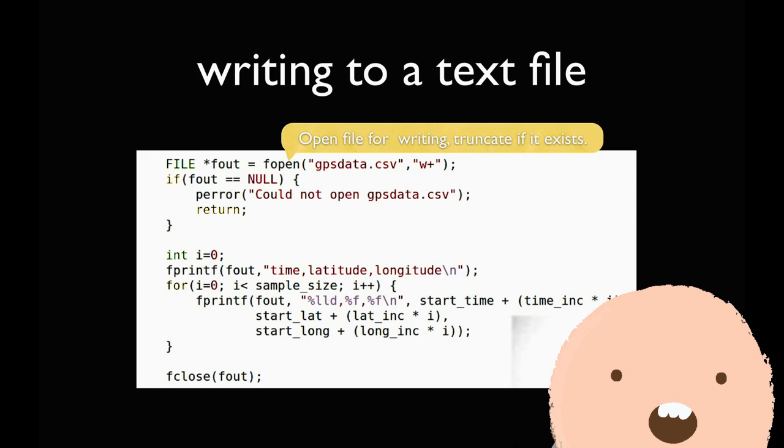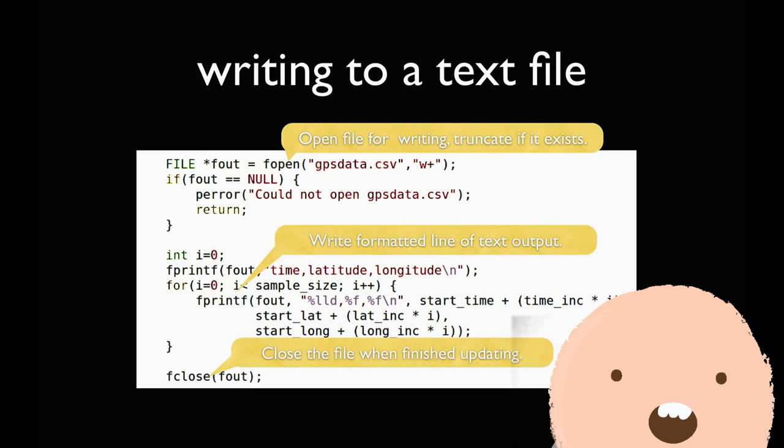And we're using the fprintf call to do that. And the fprintf call, there are two of them. In one of them we're writing some comma delimited values out to a text file. So the first fprintf prints out the words time, latitude, longitude. And then we're iterating through some data, and we're printing out three values, an integer followed by two floating point numbers, to this file. And we're doing some calculations to calculate these numbers. And the last thing we do is we close the file out when we're done updating it.